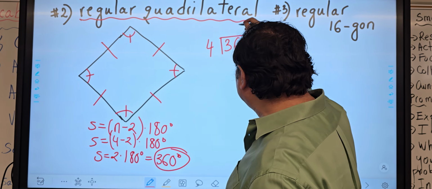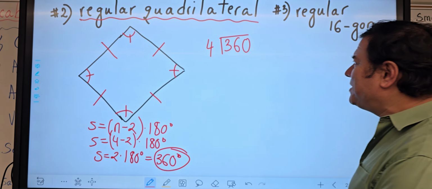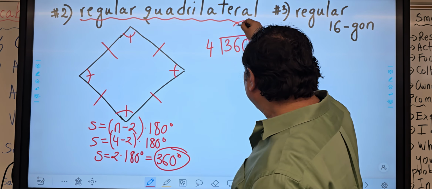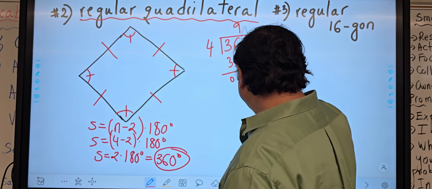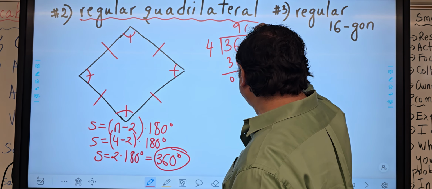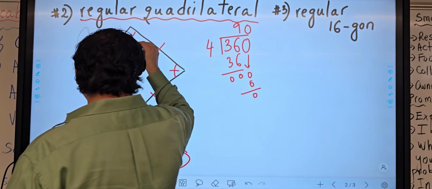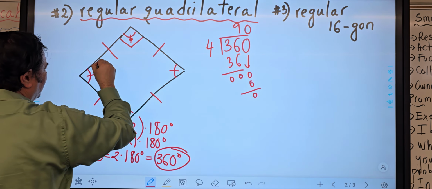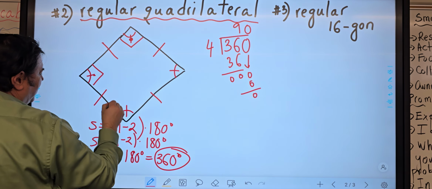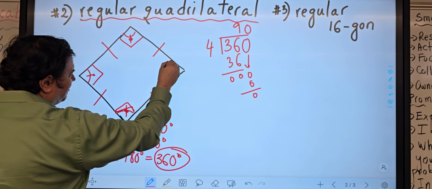4 into 36, okay? How many times? 9 times, right? 9 times 4, 36. Bring down the 0. 4 into 0, 0 times 4, 0. So the answer is 90. So each of these angles actually is a 90-degree angle, right? 90 degrees, sorry. 90-degree angle here.